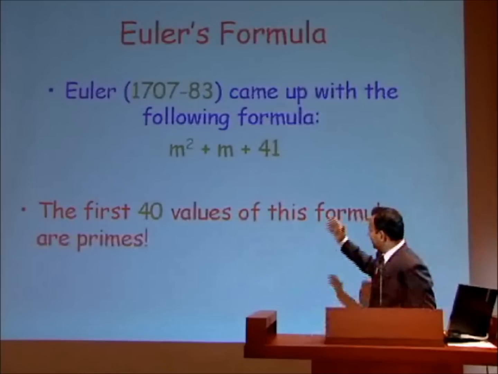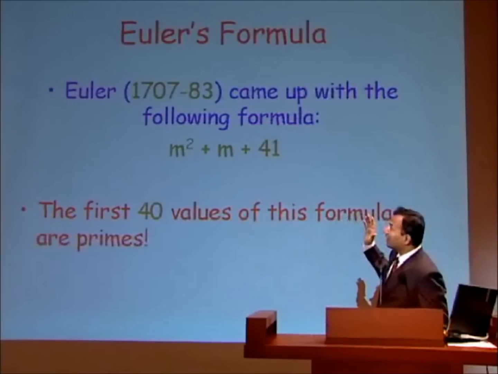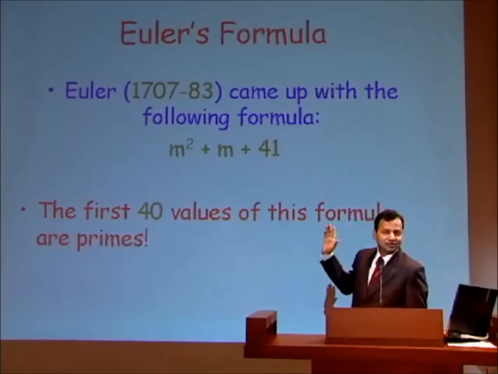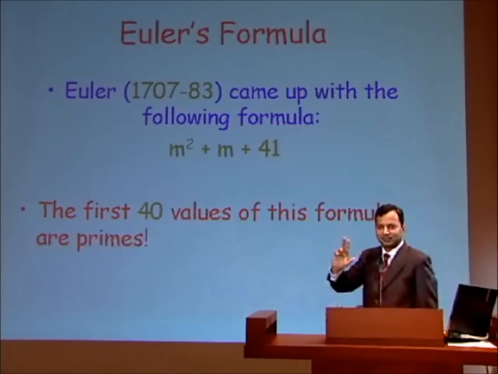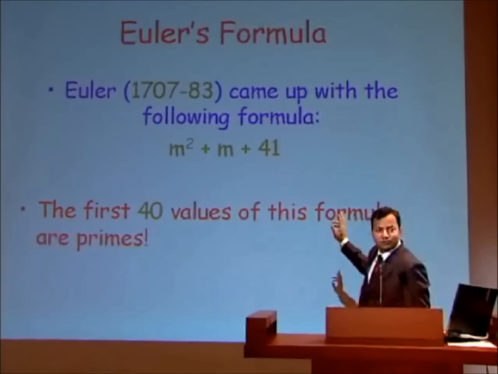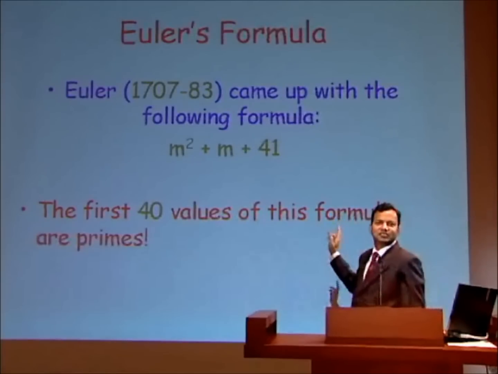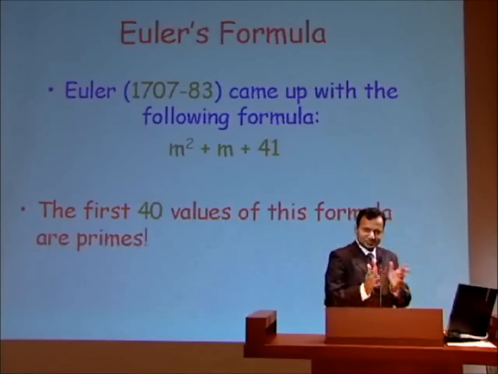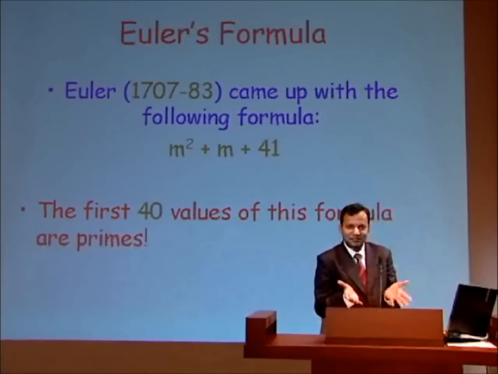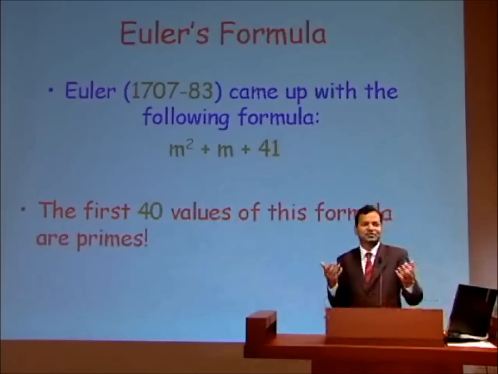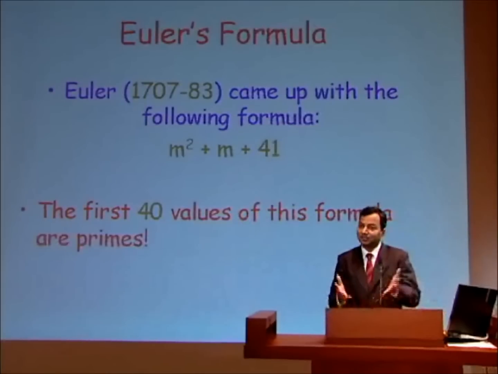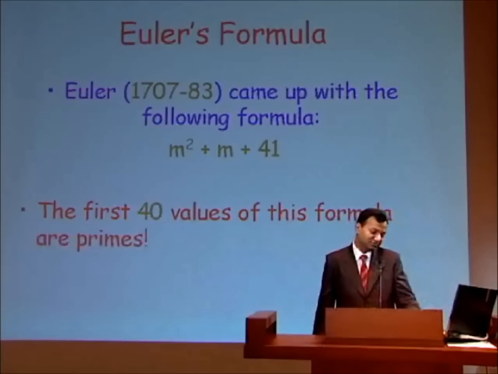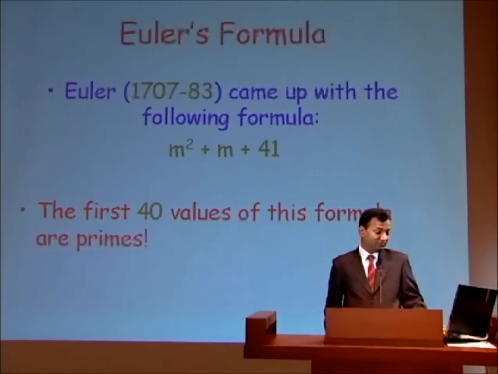A similar formula is m square plus m plus 79, if I remember it correctly. You can take me to task later on, but I think the first 78 numbers in that sequence are all prime. So it's very interesting. Why does this happen? I mean, m square plus m plus 41, such a seemingly innocuous looking formula, and the first 40 numbers in this sequence are all primes. We don't know why, even today.